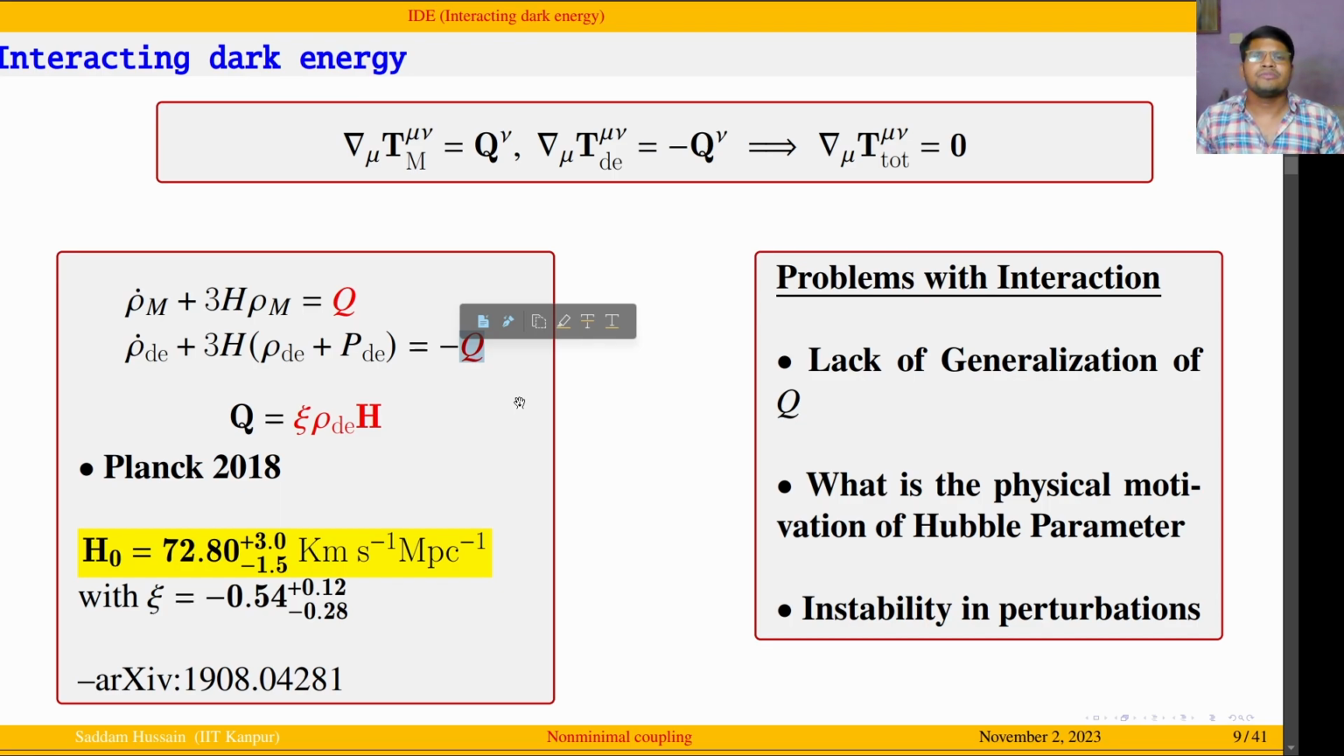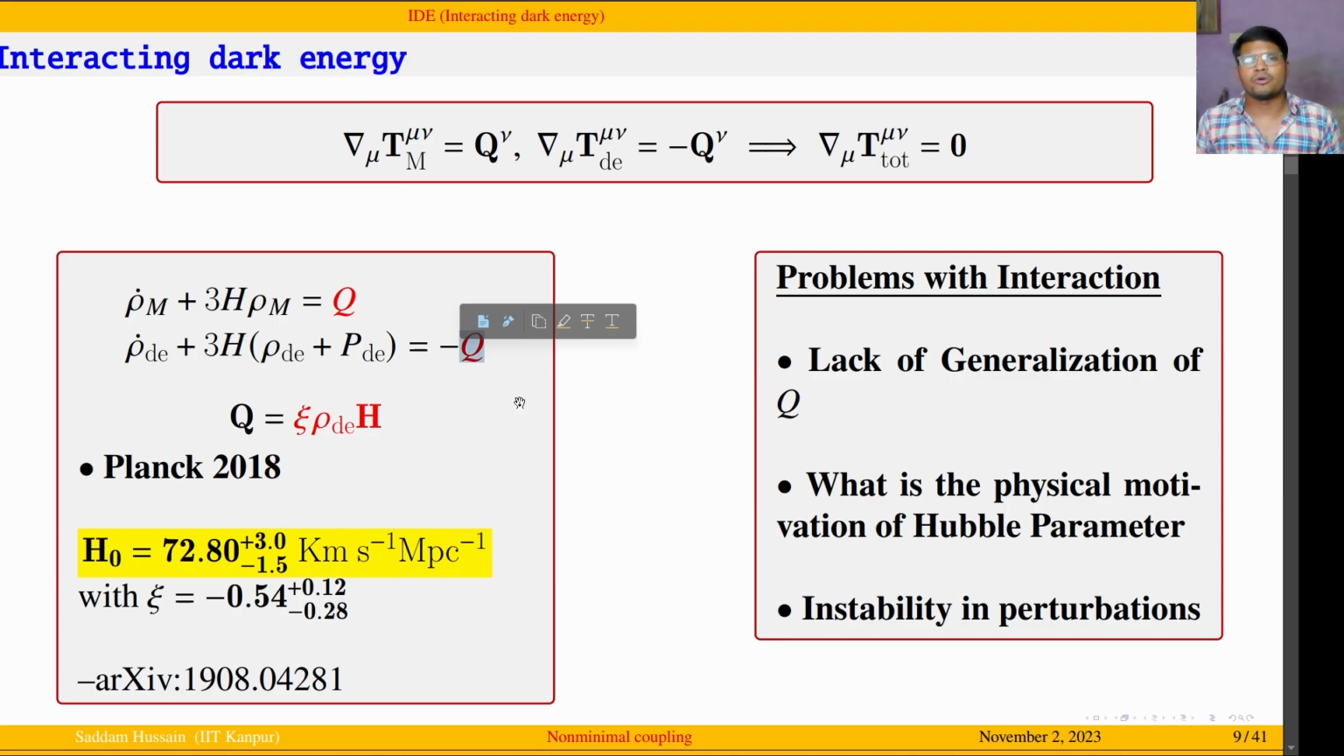But the problem is that when we try to understand this theoretically, the interaction, although it is satisfactory, has a lot of theoretical problems. Many people have studied this kind of thing using manual manipulation. In general, the interaction is chosen to depend on the energy density or the Hubble parameter. So there is a lack of generalization on how we can choose this kind of interaction, and what the motivation behind it is.